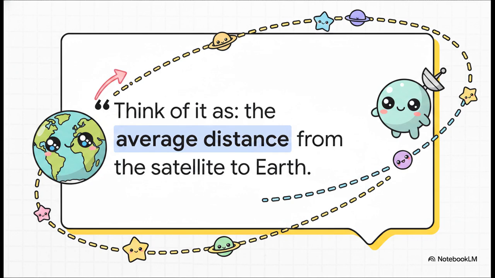So here's a fantastic way to think about it, kind of a mental shortcut. We know a satellite's actual distance is always changing in an ellipse. Sometimes it's closer, sometimes it's farther. But you can just think of the semi-major axis as its average distance. It's a beautifully simple way to visualize the orbit's overall scale.